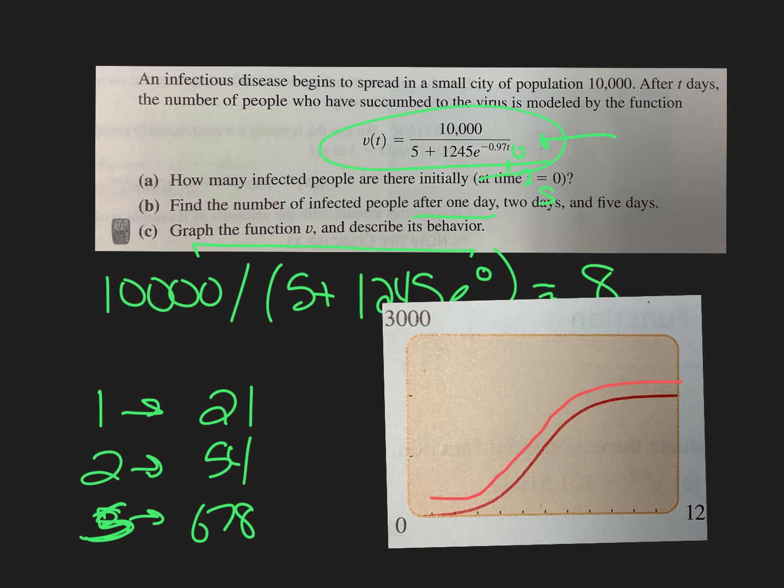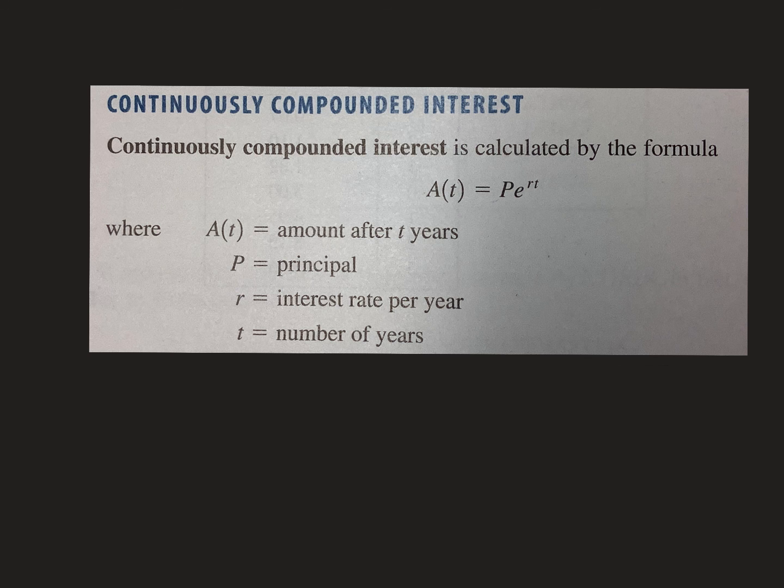Also works with, like, stocking fish in a pond. You stock fish, they start reproducing, you get tons and tons of fish, but eventually the pond can't hold so many, so it just levels out, okay? So pretty cool how that happens. Exponential function there. The last thing today is continuously compounded interest.